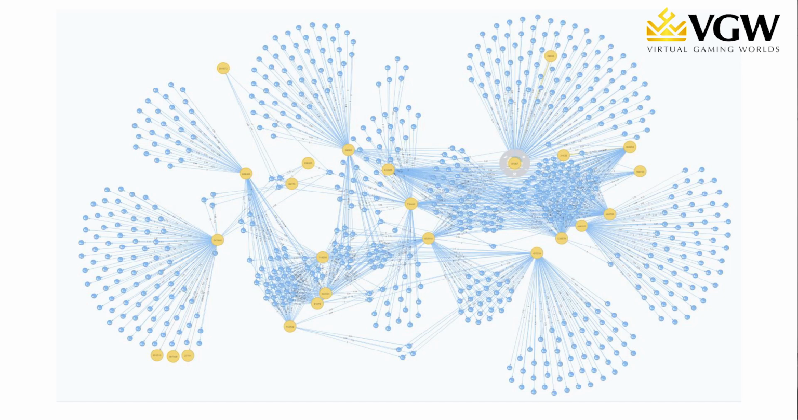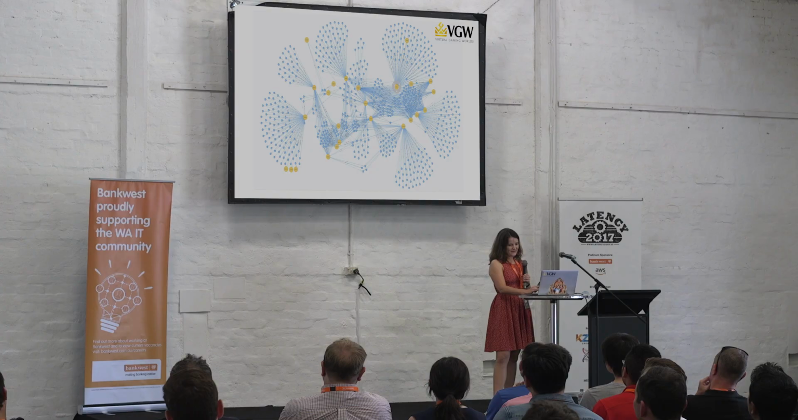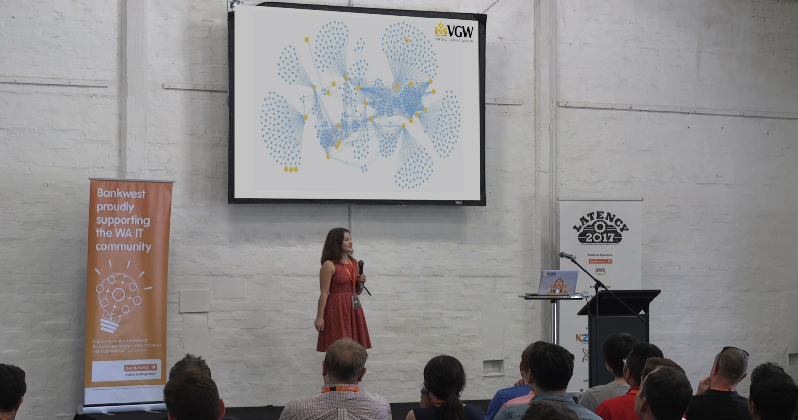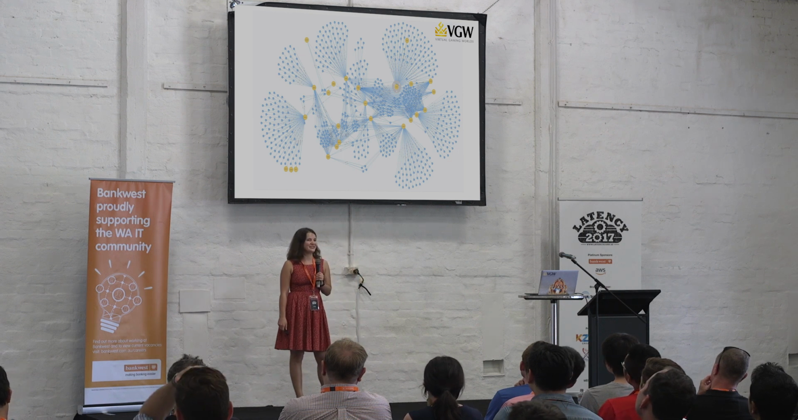All right, so this is an example. This is a subset of our graph. In yellow, you see our players, and in blue, there are nodes, all the hands that particular player has played.